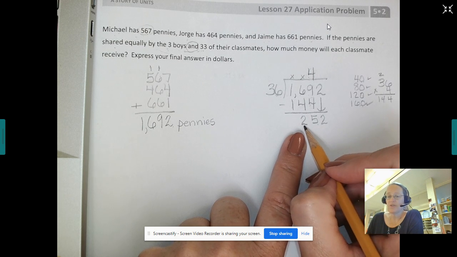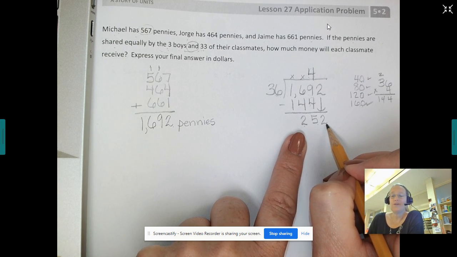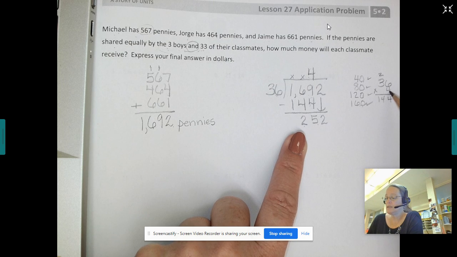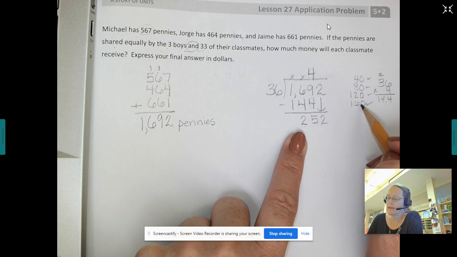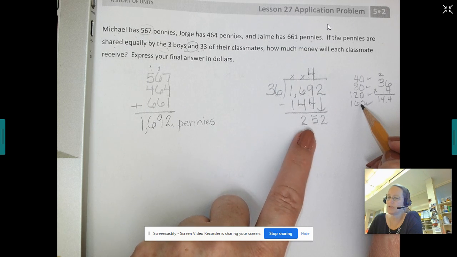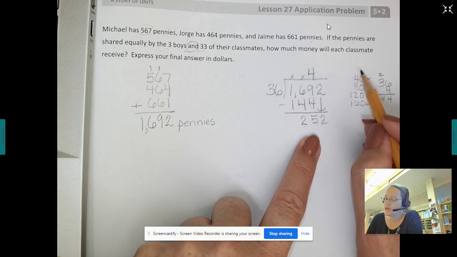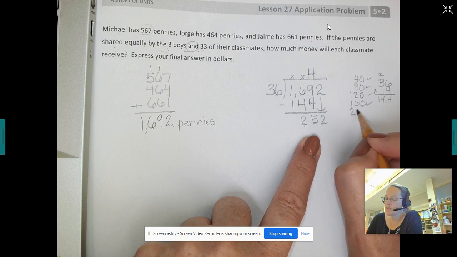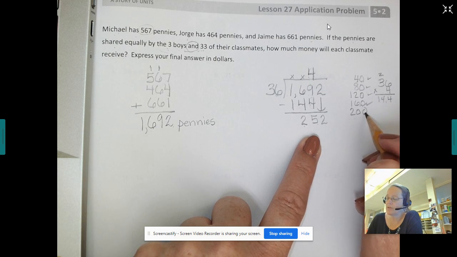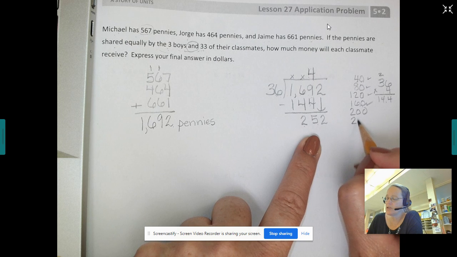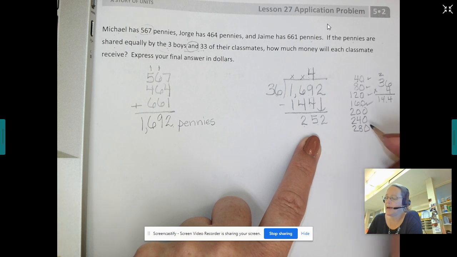How many times does 36 go into 252? It has to be more than 4 times, because 36 times 4 is only 144. So let's keep skip counting and see how close we can get to 252. So 40 times 5 is 200. 40 times 6 is 240. 40 times 7 is 280.